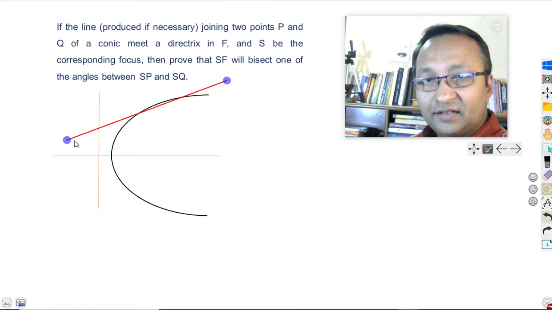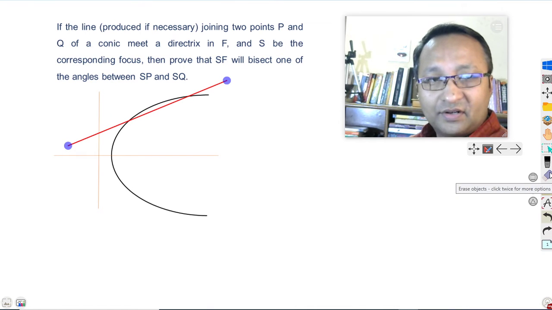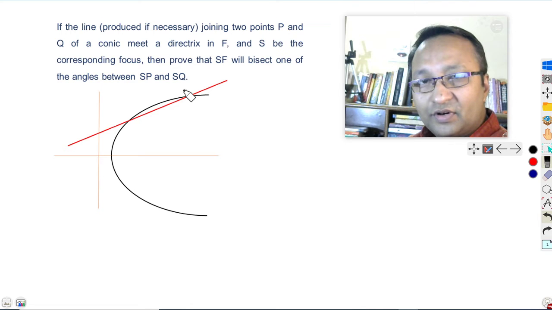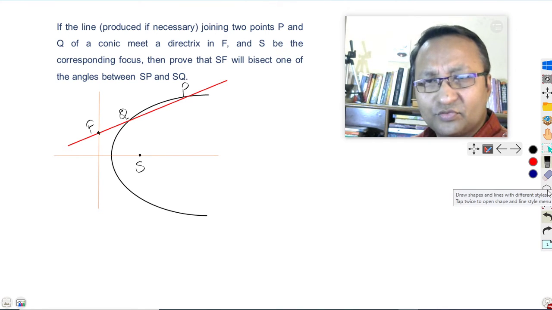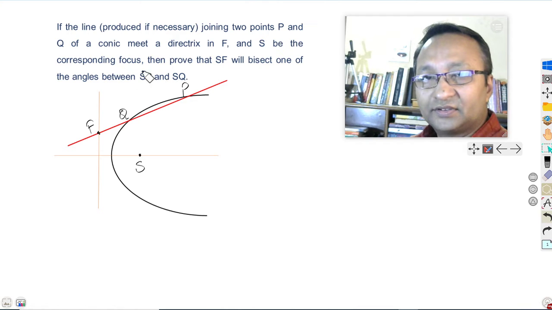And I take a line which meets the conic at two distinct points P and Q and meets the directrix in F. The point here is that produced if necessary makes sense if it was a hyperbola and the chord was drawn on two different points on two different branches of the hyperbola, then you need not probably produce the segment to meet it at F. If I take this point as S be the corresponding focus, because when there are two directrices and two foci, then we have corresponding focus.